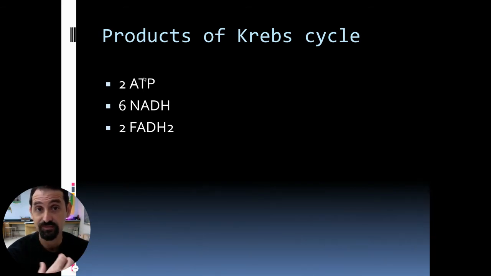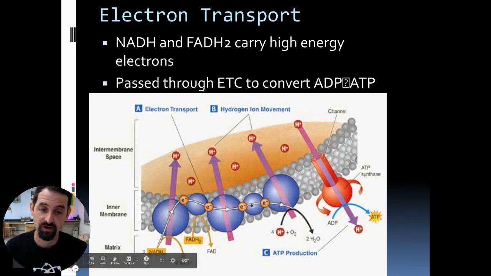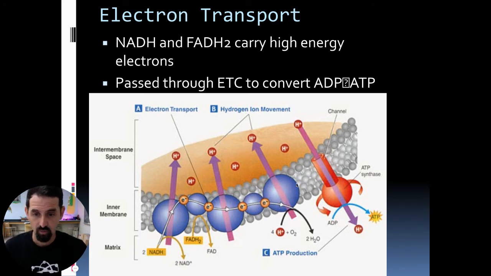We need to have something to power the generation of ATP. And so what we're going to do is exactly what we did in photosynthesis, which is use an electron transport chain. So NADH and FADH2 are both carrying high energy electrons. Those high energy electrons get passed through this electron transport chain. So where are we at right now?